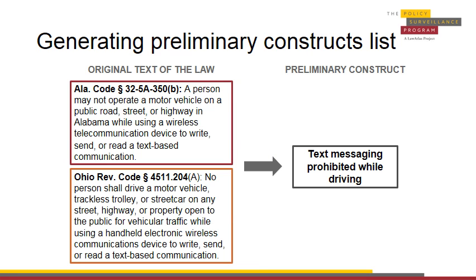Above is an example of 2 laws and the construct which can be derived from them. As you can see, the dataset creators decided to create a construct out of text messaging being prohibited while driving.